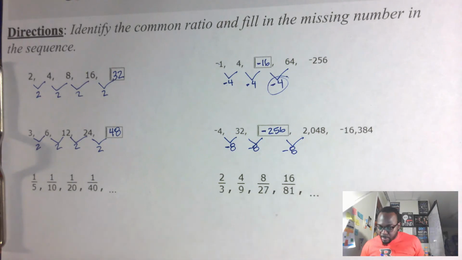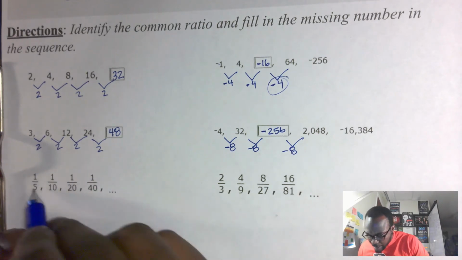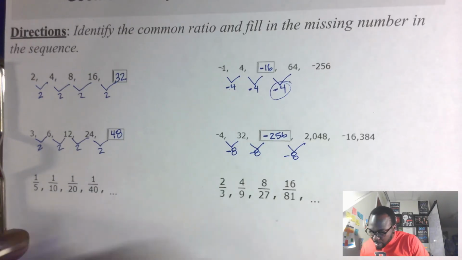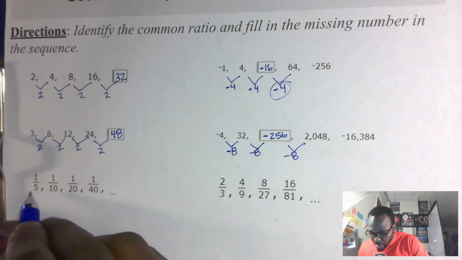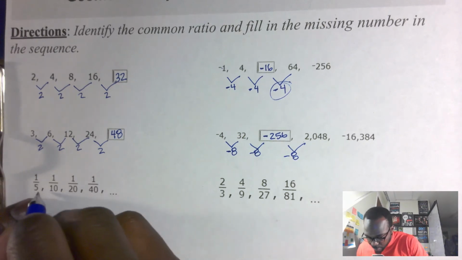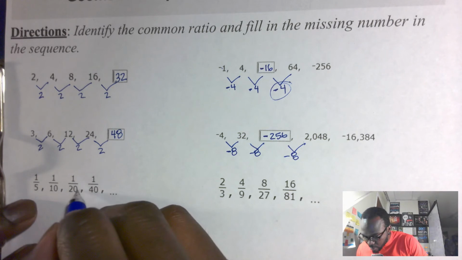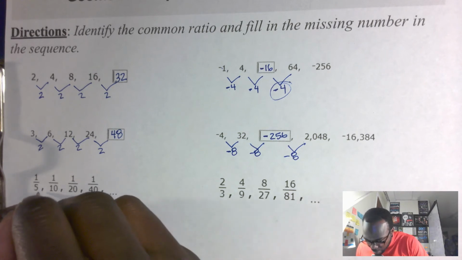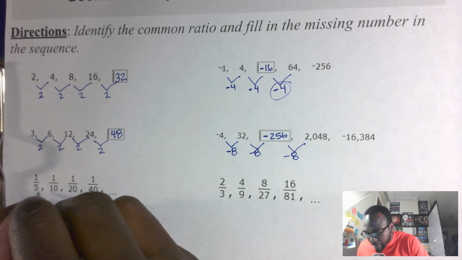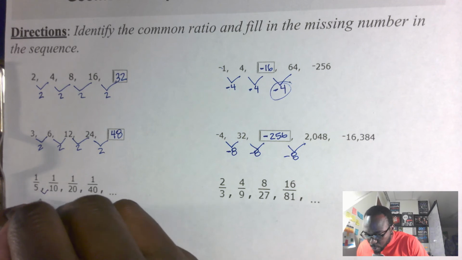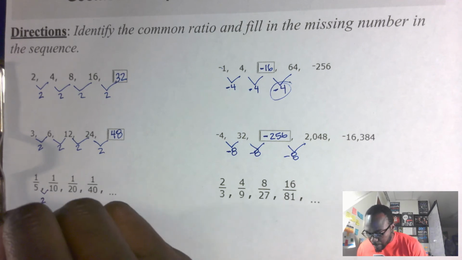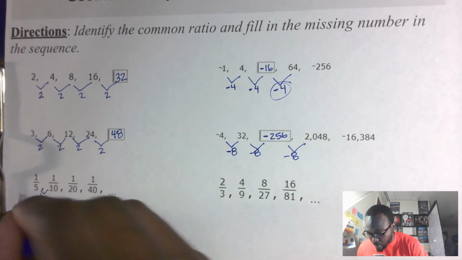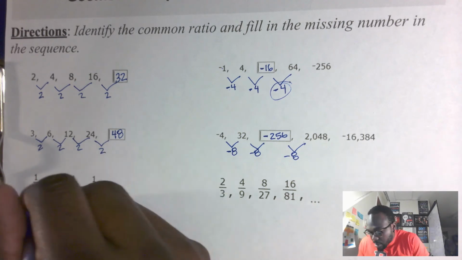So now let's look at some fractions. What do I realize happening here? My numerators are all the same, but what's happening to my denominators? They go from 5 to 10 to 20 to 40. So what's happening here? They're multiplying my denominator by 2. All right? Or pretty much it's by 1/2, right?